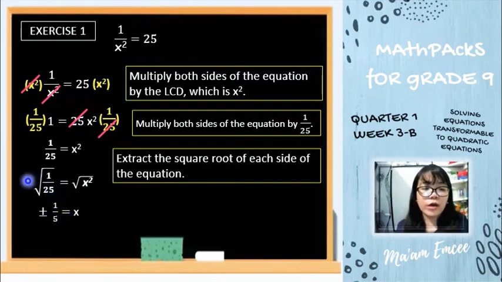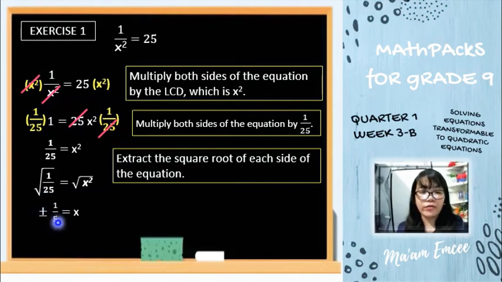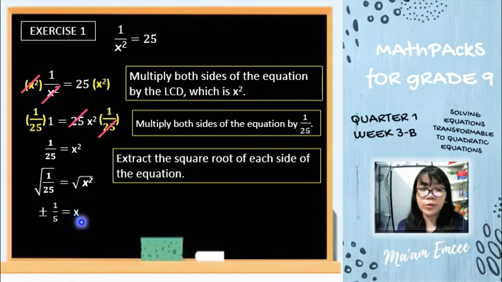So if we have a fraction inside your radical symbol, then we need to get the square root of the numerator as well as the denominator. Square root of 1 is equal to 1, square root of 25 is equal to 5. So it's both positive and negative 1 over 5, or 1/5. And square root of x squared is just equal to x. So positive negative 1/5 is equal to x.